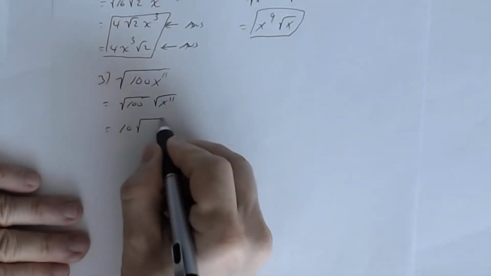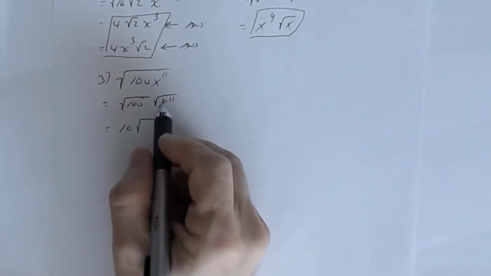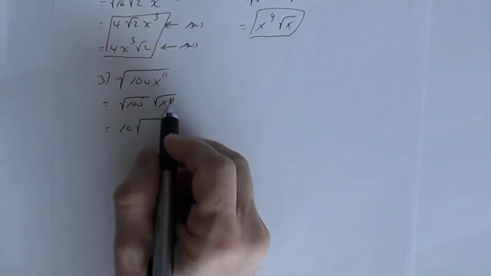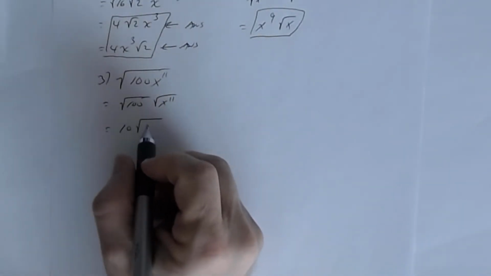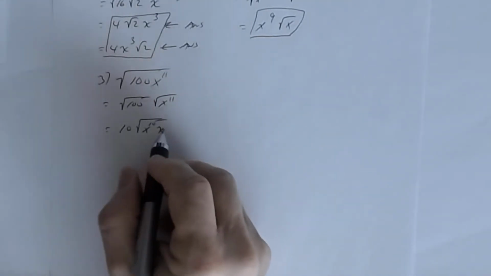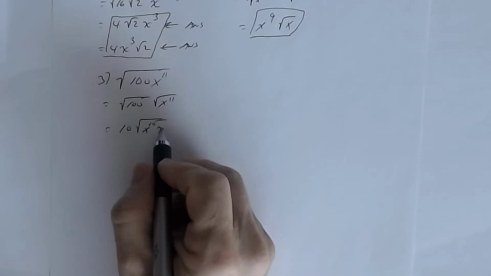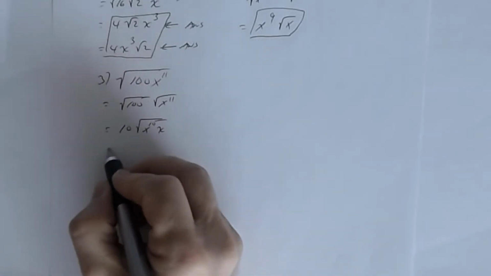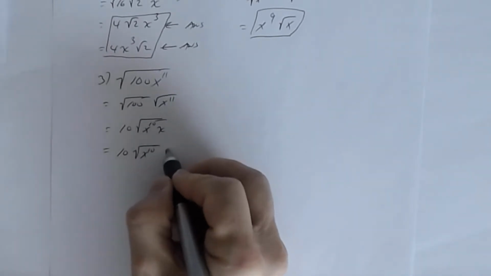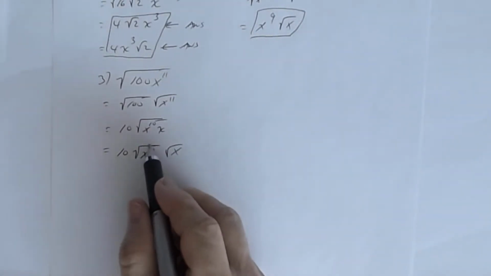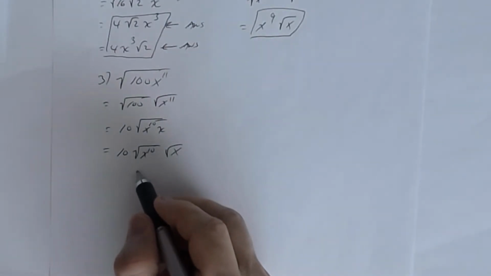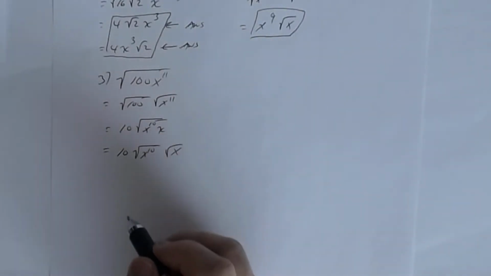And then for this one, think about what we said. See, that's square root, so the index is 2. What's the largest number less than 11 that's divisible by 2? The answer is 10. So that's x to the 10th times x. And always check, x to the 10th times x to the 1st is x to the 11th. Now using a product rule, this becomes 10 times the square root of x to the 10th times the square root of x. And now the square root of x to the 10th is x to the 5th, because x to the 5th times x to the 5th is x to the 10th.